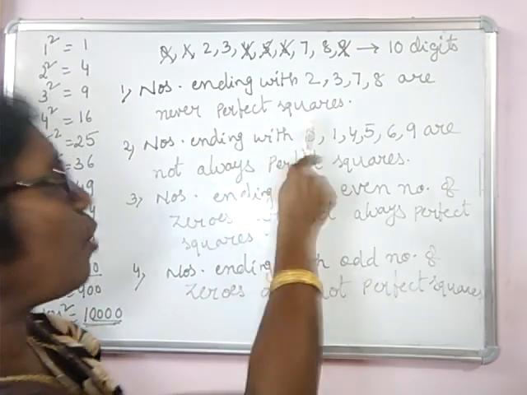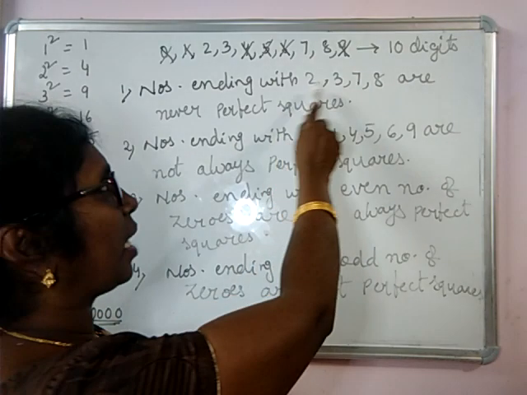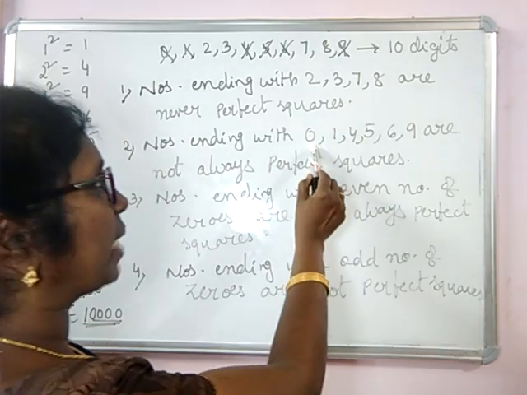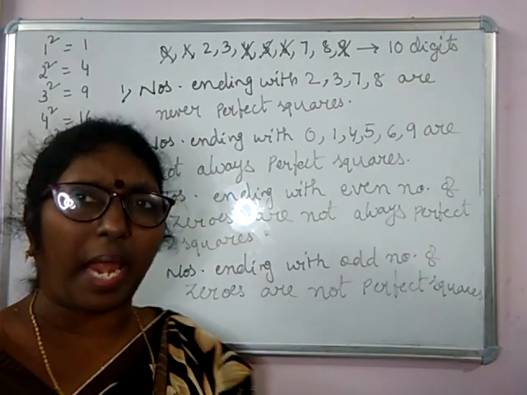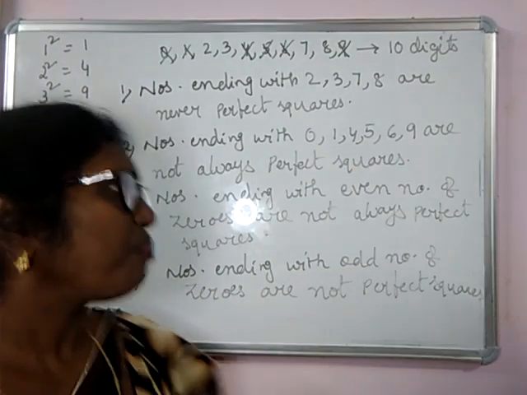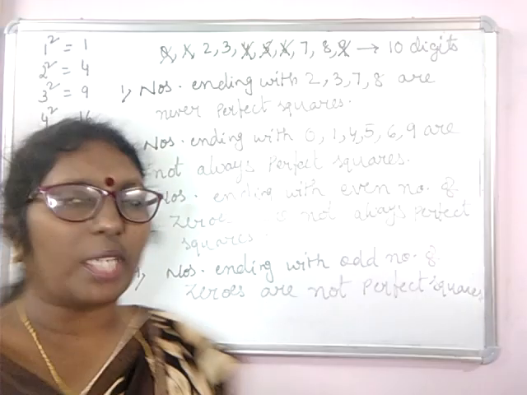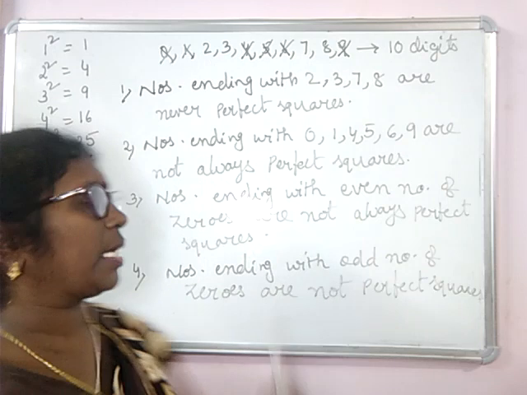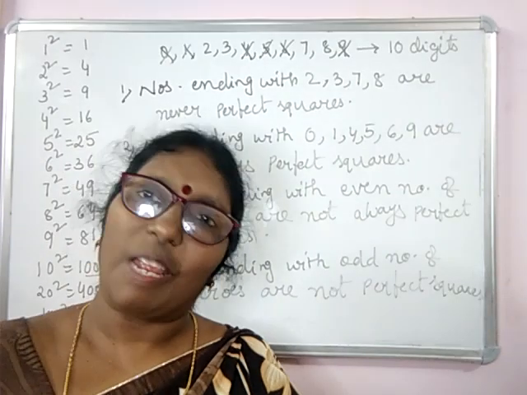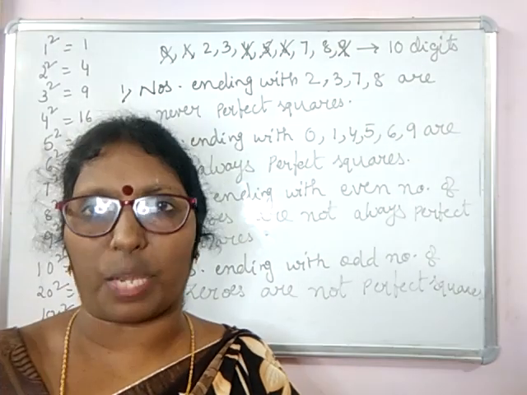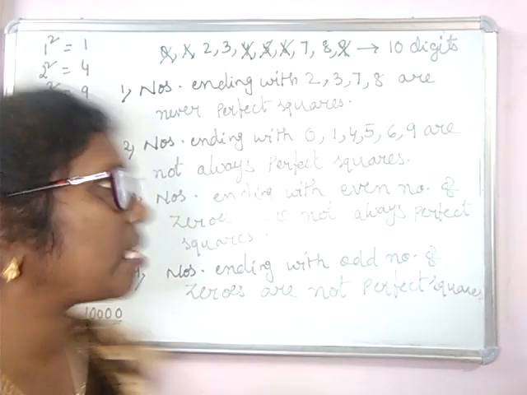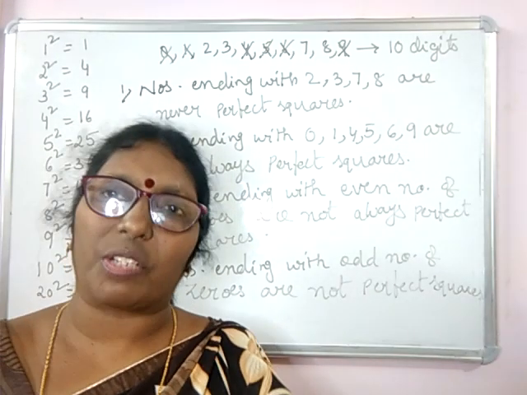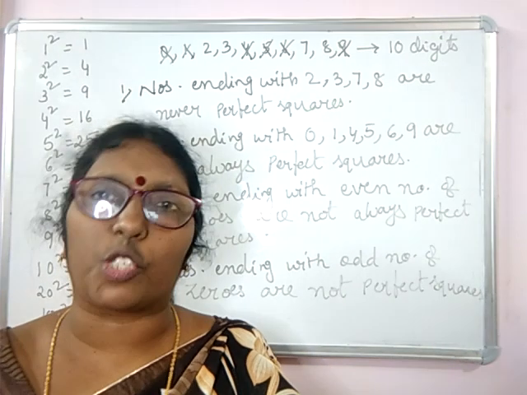Okay? So try to understand. If a number is ending with 2, 3, 7, 8, it cannot be a perfect square. If the number is ending with 0, 1, 4, 5, 6, 9, it may or may not be a perfect square. If a number is ending with an odd number of zeros, it cannot be a perfect square. If the number is ending with an even number of zeros, it may or may not be a perfect square. And a very important thing is, you have to remember the squares of at least 10 or 20 natural numbers.